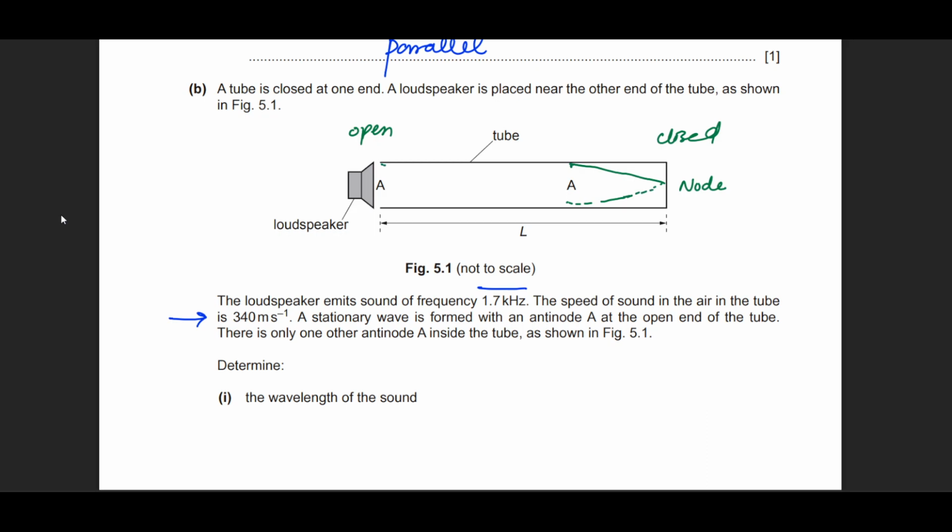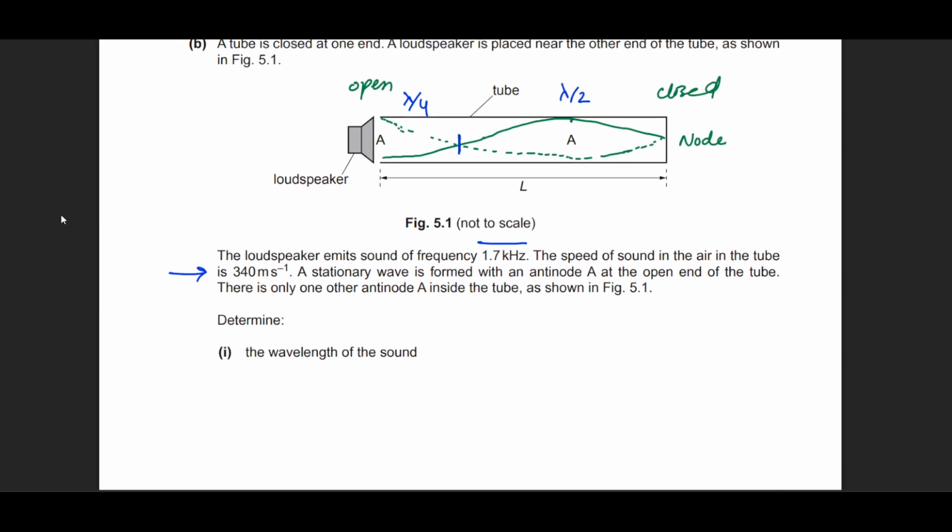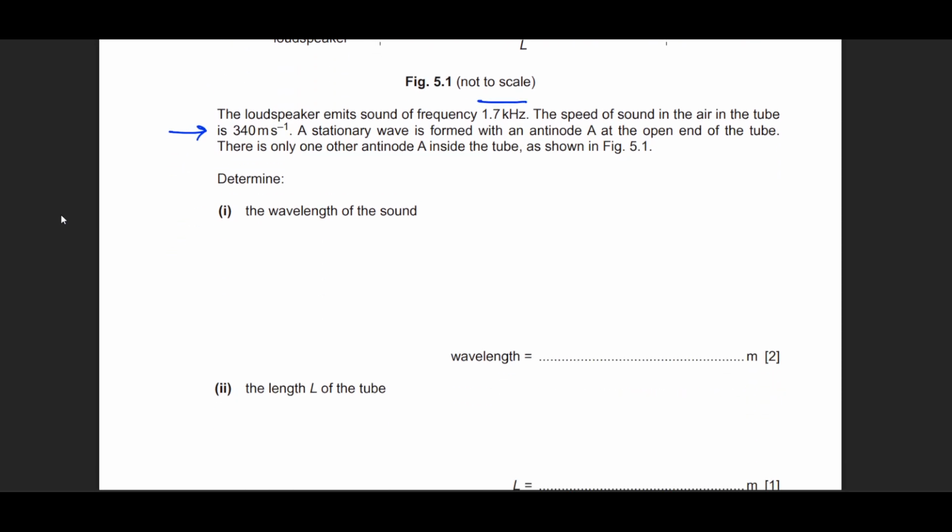And if this is the antinode again, the expected shape of the wave is going to look like this. Okay, so this is how the wave is actually going. If you want to understand this further, you can watch the video on stationary waves on my channel. So up to this point, we can see that this is lambda by 2. And from this point onward, this is lambda by 4. The total length of the tube L is not given to us. He says, find out the wavelength.